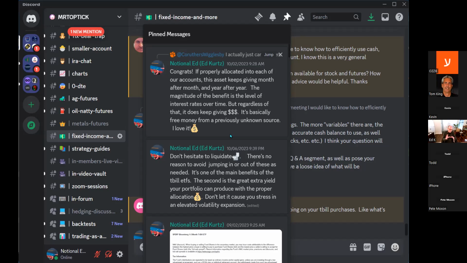So real quickly, BIL is a 1 to 3 month Treasury bill composition.